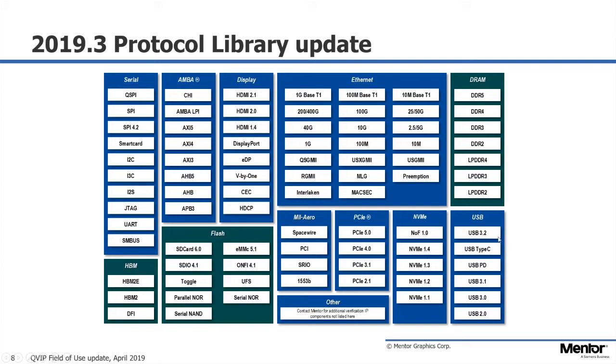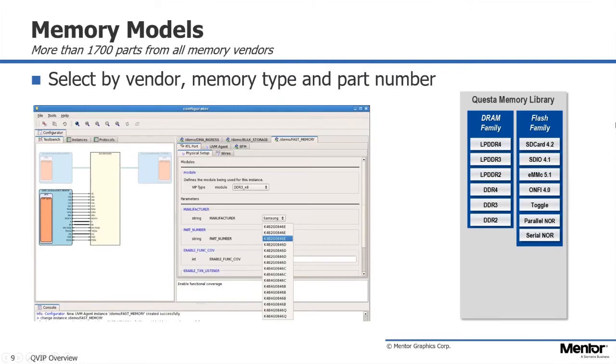PCIe, as I said. We also have, in green here, 3 different memory families. If you have memory in your system, DRAM, say, you can pick it by vendor. So you can say, okay, we've got a Samsung KB224G, et cetera, part number. You pick out that part number, it will configure that piece of memory VIP to act as if it is that part number. So you can drop that down in your system for modeling memory.